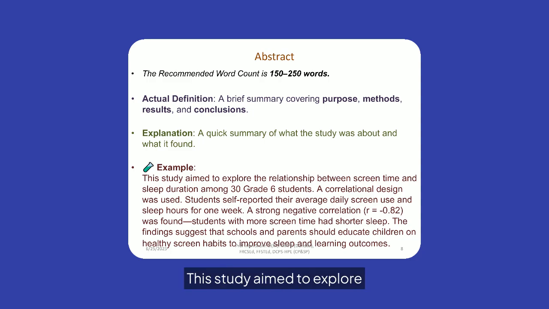For example, this study aimed to explore the relationship between screen time and sleep duration among 30 grade 6 students. A correlational design was used. Students self-reported their average daily screen use and sleep hours for 1 week. A strong negative correlation, r = 0.82, was found. Students with more screen time had shorter sleep. The findings suggest that schools and parents should educate children on healthy screen habits to improve sleep and learning outcomes.